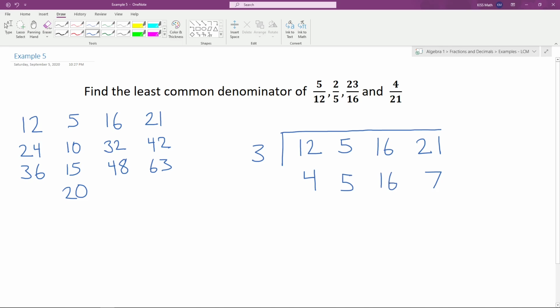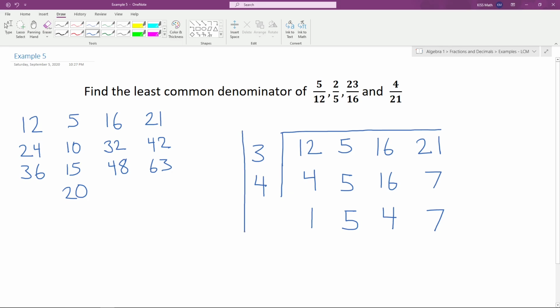And then try again. Now, there's not a number that goes into all 4 of these, or even 3 of them, but there is a number that goes into 2 of them, which is 4 and 16. So 4 would go into 4 1 time, and it would go into 16 4 times. It would not go into 5 evenly, so I bring that down, nor 7, so I bring that one down. And then at this point, I'm done because I can't find a number that would go into 2, 3, or 4 of these numbers at once.